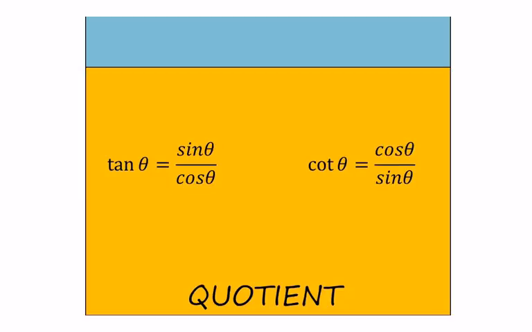The next set of identities are the quotient identities. The quotient identities are that the tangent of some angle equals sine divided by cosine. And since we know that cotangent is the reciprocal of tangent, you just flip that over. Cotangent is equal to cosine over sine.